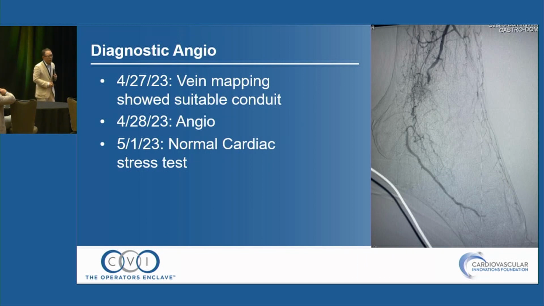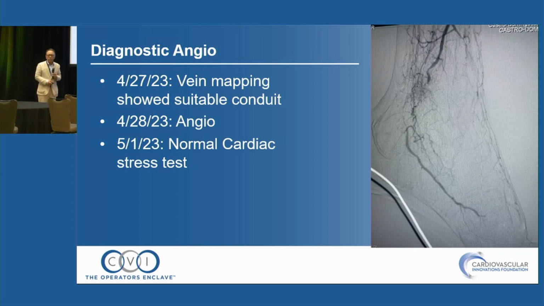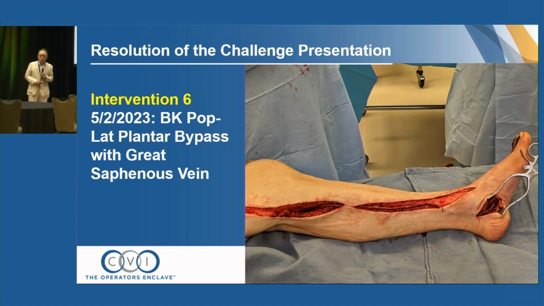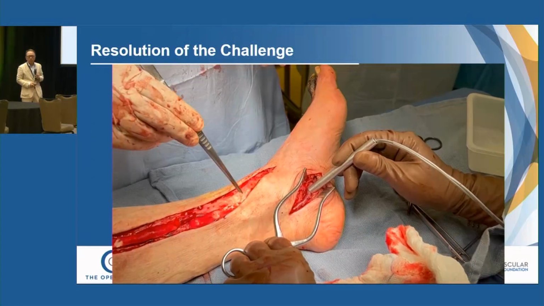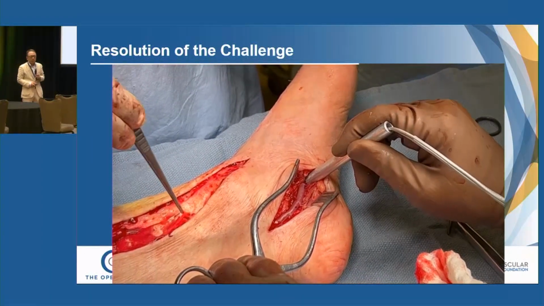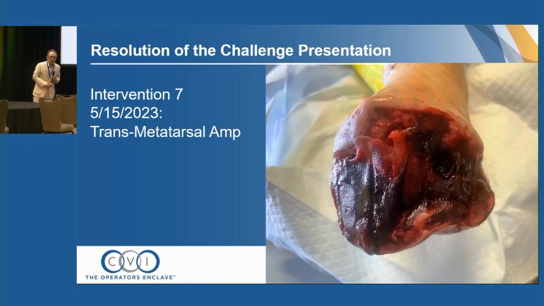Patient was admitted and underwent vein mapping, which showed suitable conduit, and diagnostic angiography was once again obtained and now showed this. Patient was noted to have a suitable cardiac risk, and the patient underwent from below the knee popliteal inflow source to lateral plantar bypass with a single segment great saphenous vein, as shown here on this slide. That's over the graft. And that's over the native plantar artery distal to the anastomosis.